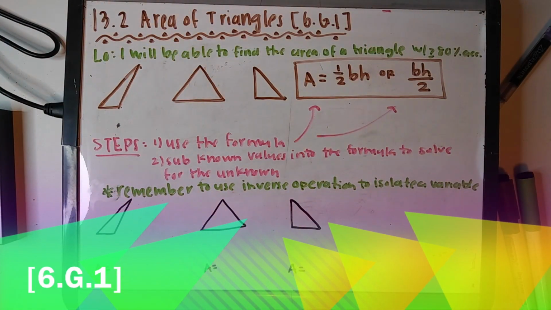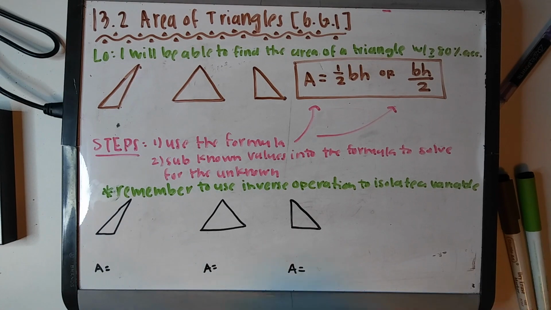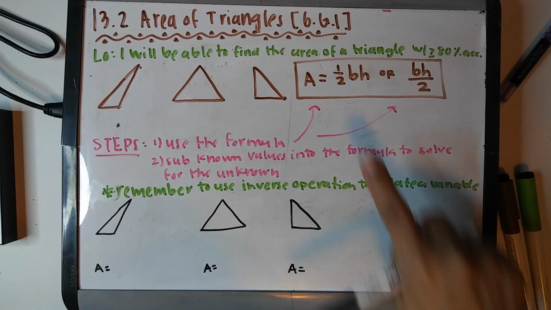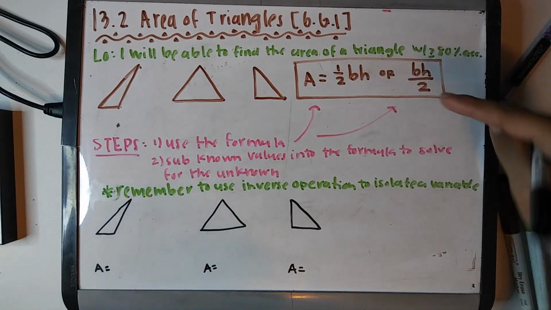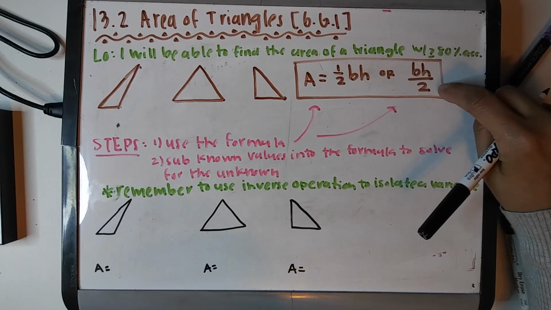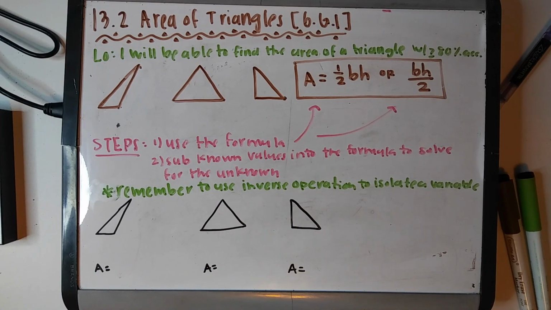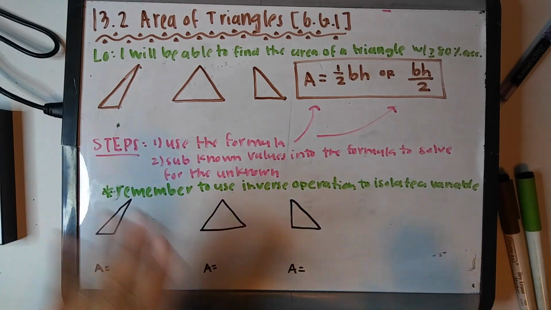Okay, so this is 3.2, area of triangles. As your standard and objective, you should be able to find the area of a triangle with 80% accuracy or higher given the independent practice. The formula is: area equals 1/2 times the base times the height, or you can also write it as base times height divided by 2. I prefer this one, as I mentioned before with the other ones, but use whichever one you want.